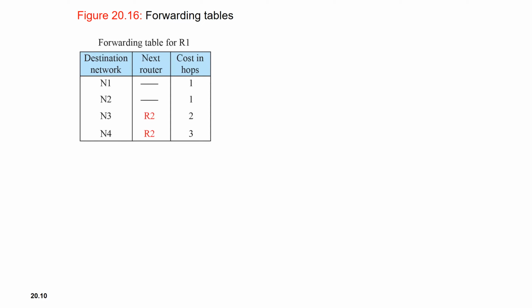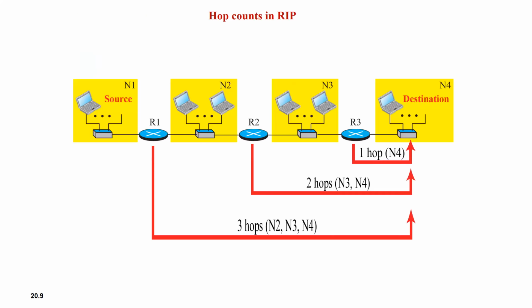So, from N1 through this router 1, there is no next router, and N2 also has no next router. So only one hop. If it is going to connect to N3 from router 1, it has to route from R1 to R2. So the next router should be R2. That is N1 to N2, then from N2 to N3. So the total number of hops should be 2. Okay. And for N4, the next router should be R2, but there will be 3 hops.